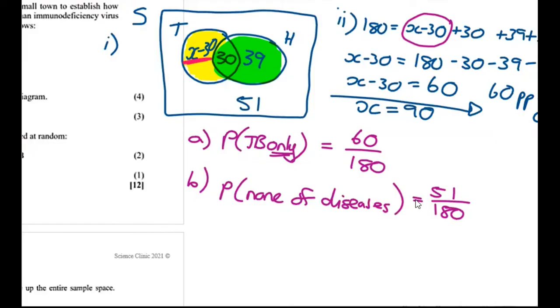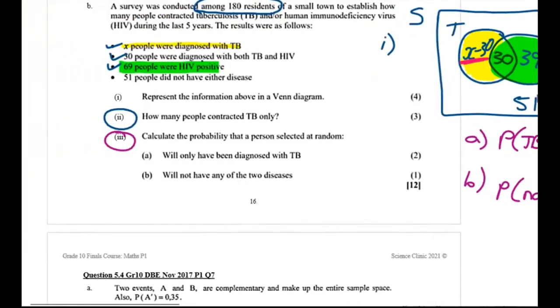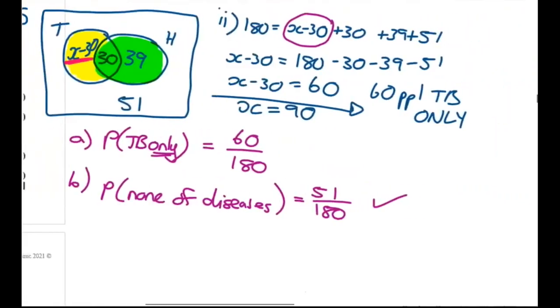Which yes, it might simplify. Type it in your calculator if you want to check if it simplifies. Guys, 51/180 is perfectly fine. In fact, that's usually what's in the memo, and then we always have to add the simplified version when we see somebody has simplified it. So really, it is not necessary to simplify, but as I said, double check with your teachers.